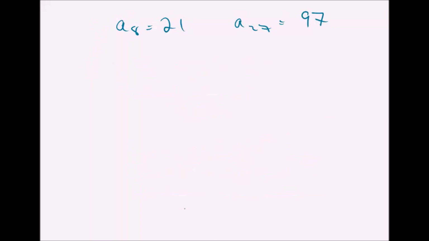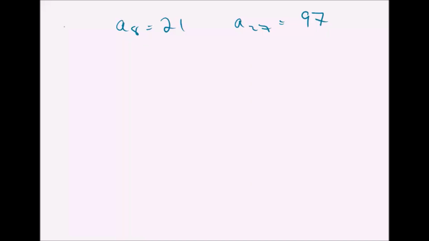The other thing from this section we need to talk about is how to write a rule if you're given 2 terms. So it says when n is equal to 8, a is equal to 21. The term or range is 21. When n is equal to 27, the term or range is 97. So we need to come up with a rule based on these 2 very small pieces of information.